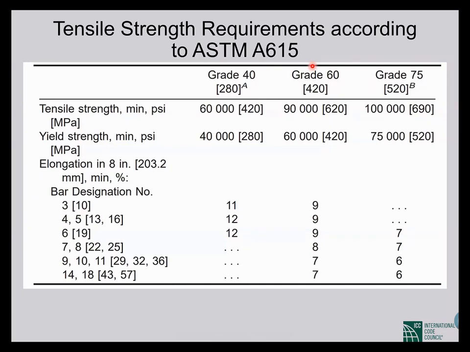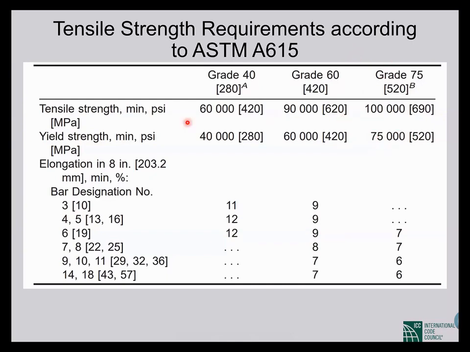But according to ASTM A615, there are three grades. Grade 40, you see, 280 megapascal, less than 300. Grade 60, which is 420 megapascal. That's why in ASTM you also have one B420. And grade 75, which is more than 500 megapascal, 520, because 520 corresponds to 75 ksi. So there is a difference. The Grade B500 steel that we find in the market doesn't correspond to any grade of ASTM.